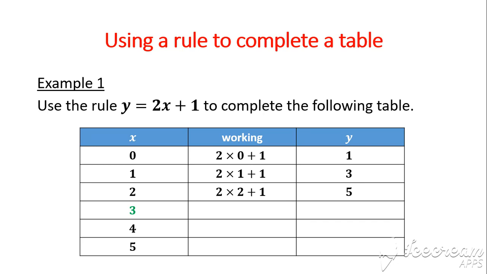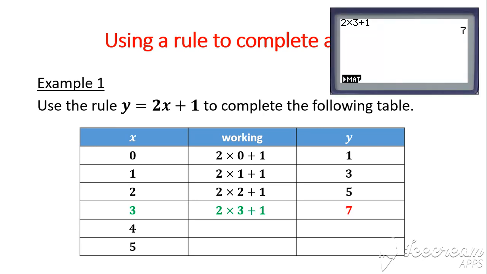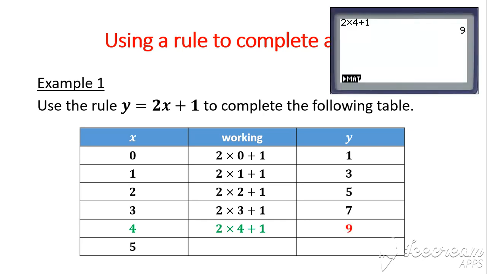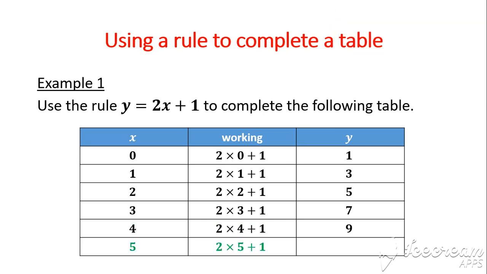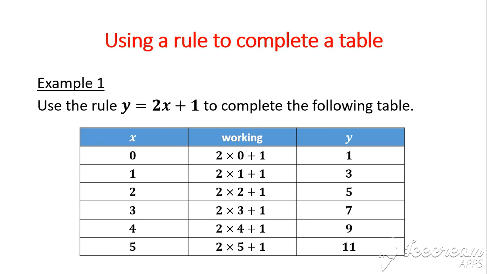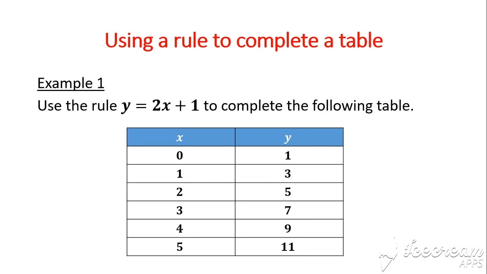Right, let's move on to when x is 3. So 2 times 3 plus 1 more. 2 times 3 is 6, plus 1 more makes 7. When x is 4, we're going to go 2 times 4 plus 1 more. 2 times 4 is 8, plus 1 more is 9. And when x is 5, 2 times 5 plus 1 more makes 11. So there is the table. We've completed it. And without the working column, it will have some x values from 0 to 5, and I've worked out the corresponding y values for each of those x values.